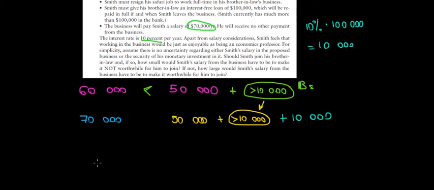Now let's look at the numbers. What do they say? Here we still have 70,000. It's just a salary. And here we would have above 70,000. 50 plus 10, that's 60,000. Plus more than 10,000, well, that would be more than 70,000 in total. So we can see that the safari job gives him more than the business. So the choice is not hard. Let him do the safari job, put the money in the bank, and he's better off. I hope this makes sense. We are done.